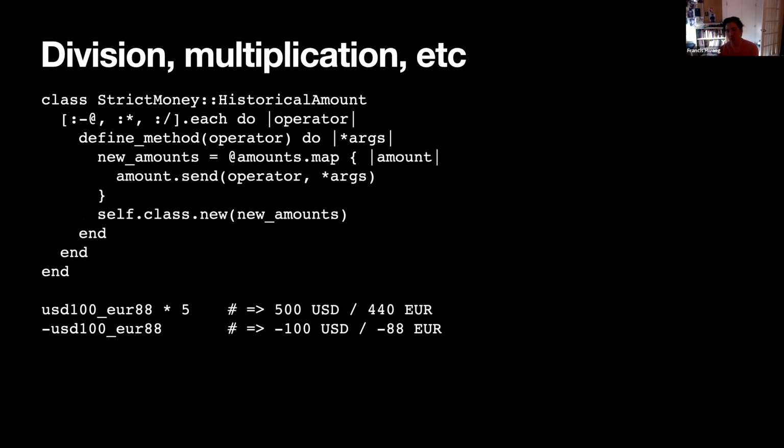Division and multiplication are very similar. You can actually do this with a defined method. So for unary negation, multiplication, and division, just define a method and map the results of that method across each individual amount inside myself, and then return a new instance of myself. So if you take USD 100, euro 88, and multiply times 5, that's 500 USD, 440 euro. If you negate it, that's minus 100 USD and minus 88 euro.